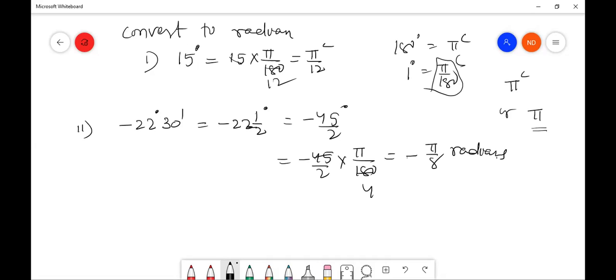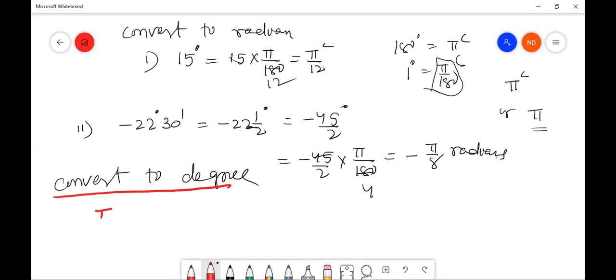And the next one is convert to degree. Find the degree measure. Suppose you have pi upon 32. I have not written degree here, which means it is radian. Either I can use this symbol, a small c, or simply pi, which means it is radian only. So pi by 32 radian. You have to convert to degree. Now 180 degrees is pi radian.